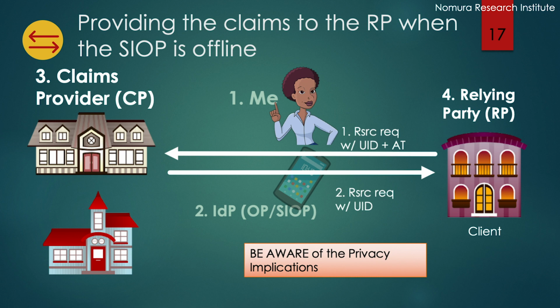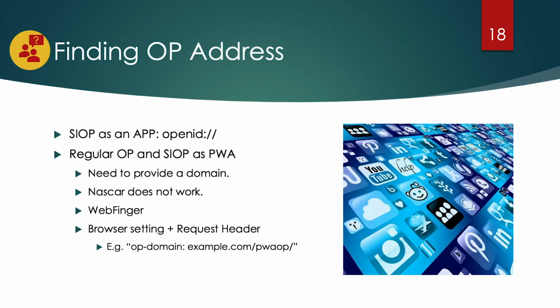But so you have to balance the utility that you can actually provide the claims without your intervention and the loss of privacy down there. And the last thing is how to streamline the process of finding SIOP.